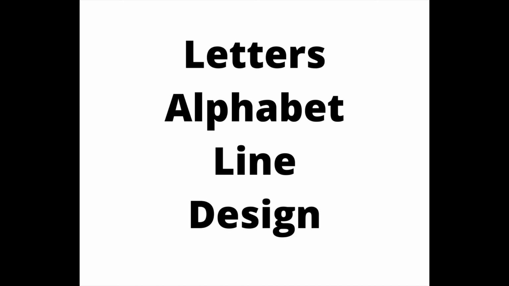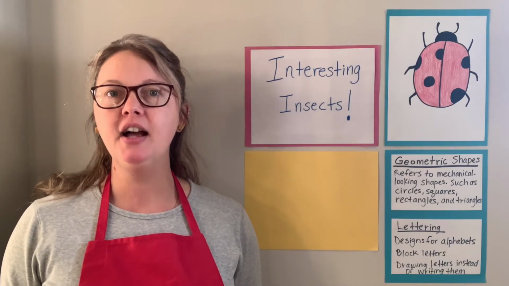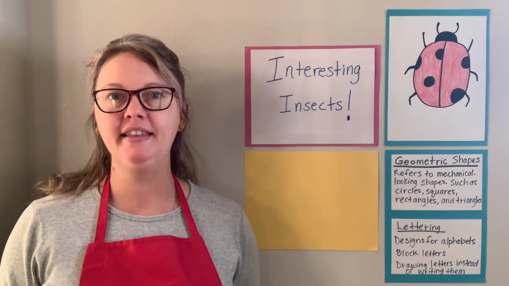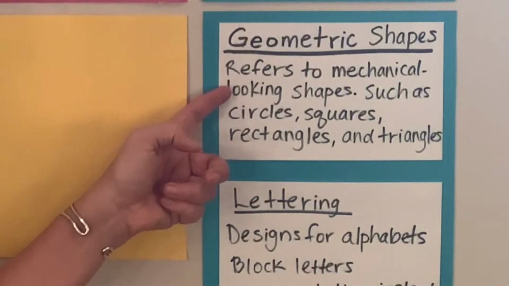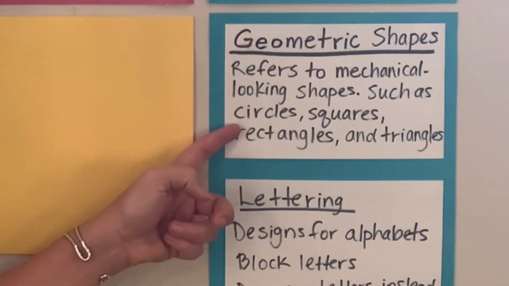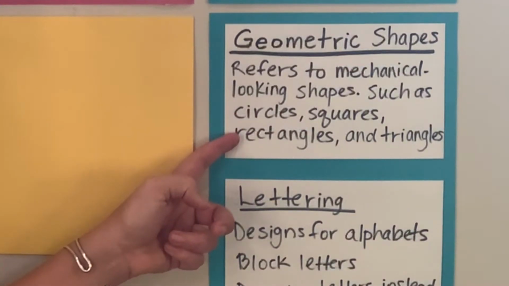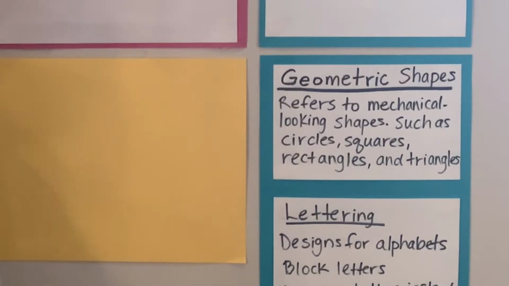And we will be working with geometric shapes because lettering is not writing the alphabet, it is actually drawing the alphabet. Geometric shapes refers to mechanical looking shapes. And they are shapes such as circles, squares, rectangles, and triangles. So get a piece of paper and get your pencil.